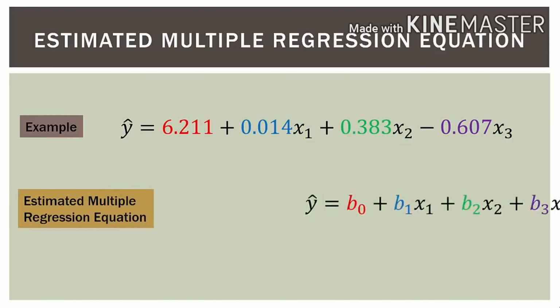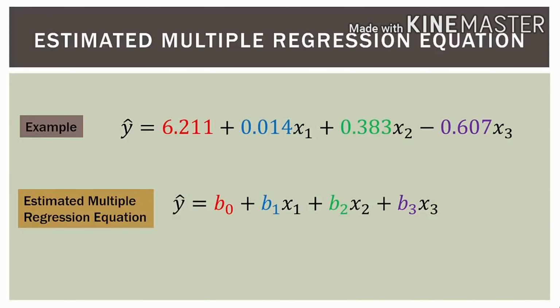Now if we look at our estimated multiple regression equation, y hat equals b0 plus b1x1 plus b2x2, etc. If you compare it to the equation at the top, you can see that they're very similar. We just have some stand-in numbers that we have to interpret. So x1, x2, and x3 are our variables, and we can see that they're in place there at the top and of course in the equation at the bottom. Then we have some coefficients and an intercept.